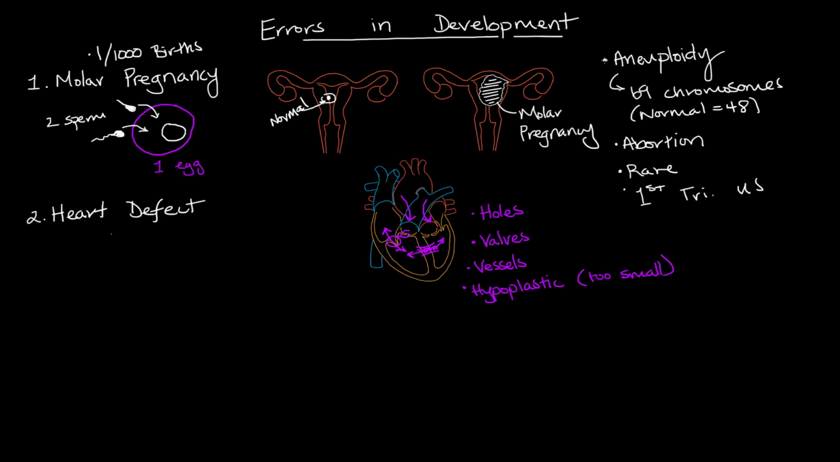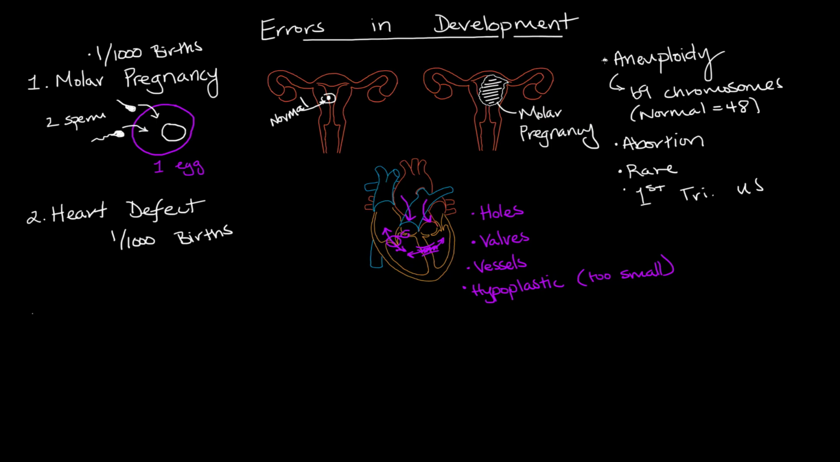Okay, so heart defects are also pretty rare, and it's also at a rate of about 1 in every 1,000 births as well. And so these kids, there's a big variation in what they need. If it's a hypoplastic heart, they might need something as much as a heart transplant. And if it's a small hole or a small issue with the vessels or valves, they can sometimes do a small surgery to fix it.